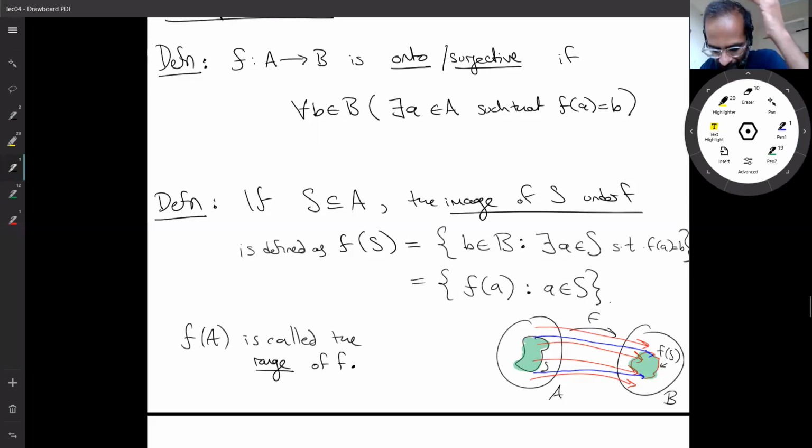And it's important to remember that the image of S under F is a subset of B. So the most confusing thing about functions is people get confused about which elements are in the domain and which elements are in the codomain.